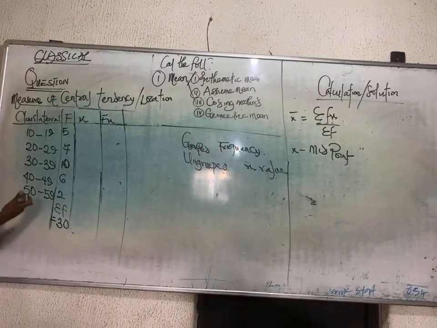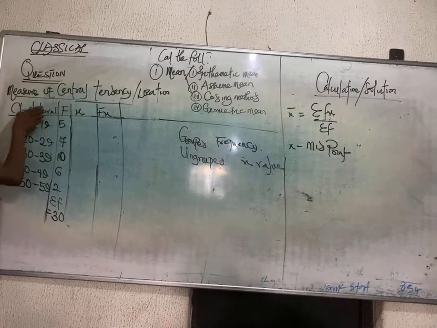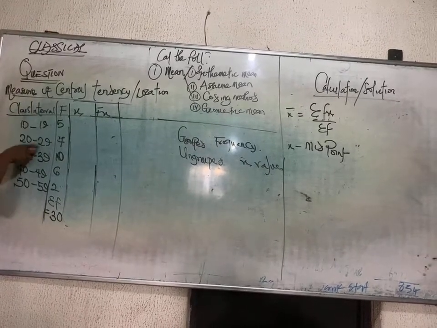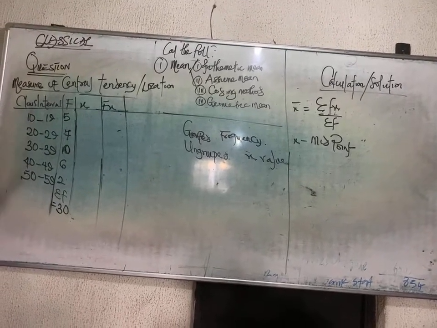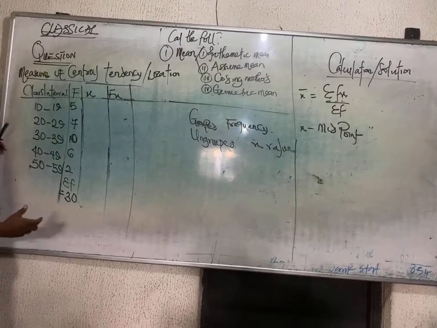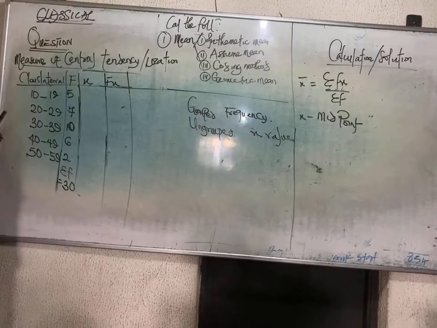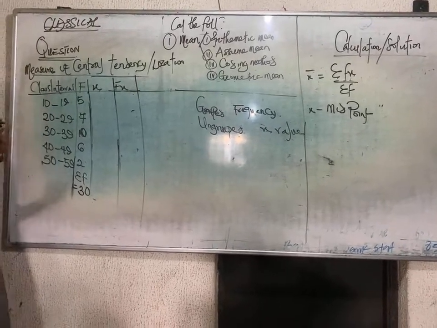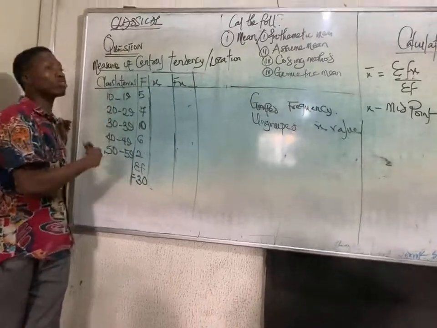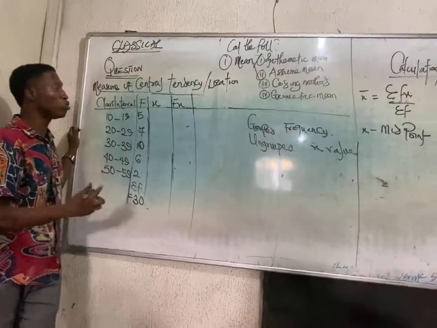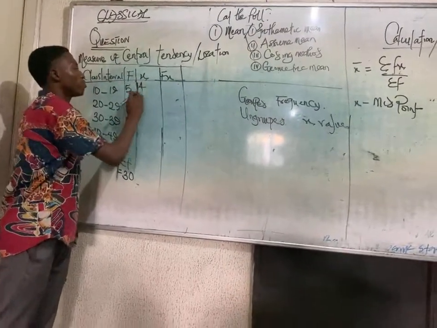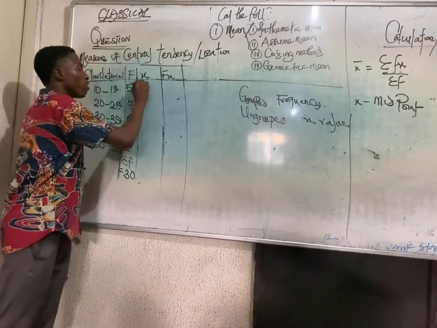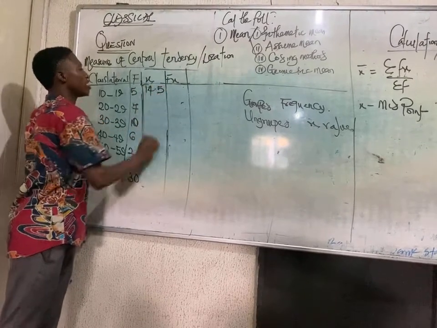To determine the x value, the value of the class interval divided by 2 will give us our x value. So let's do that. This plus this divided by 2. That is 10 plus 19 divided by 2 will give us 14.5. That's the first one.